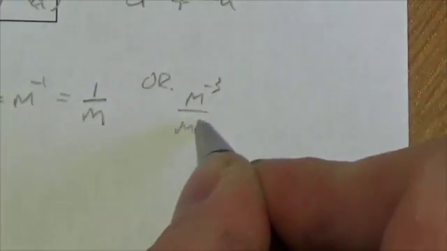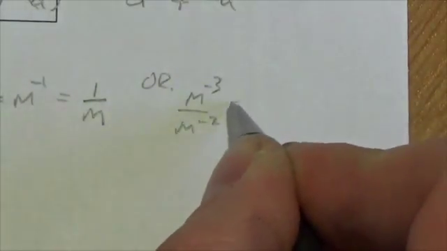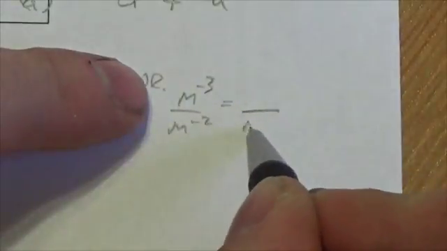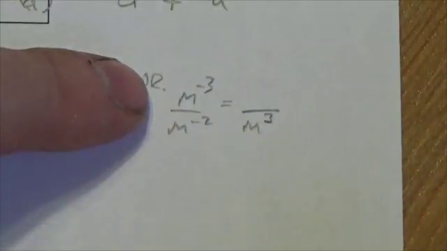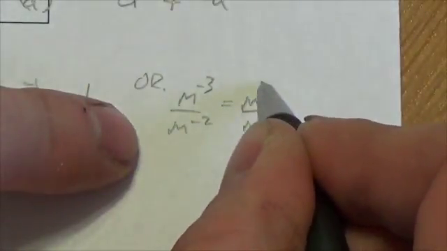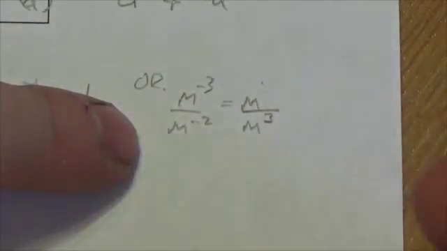Another way of doing it, you could see it as the m to the negative 3, m to the negative 2. We could deal with the negative exponents first, bearing in mind that what that negative means is it's taking each of those individual powers and moving them to the opposite parts of the fraction or the rational expression. So m to the negative 3 is going to drop down to the denominator as m cubed. m to the negative 2 is going to jump up to the numerator as m squared.